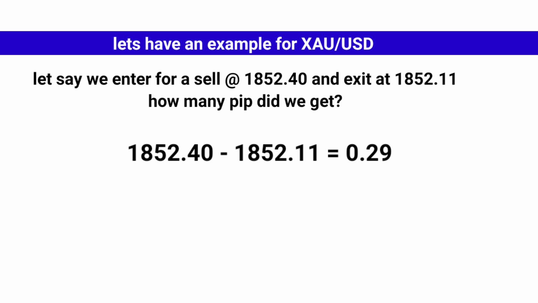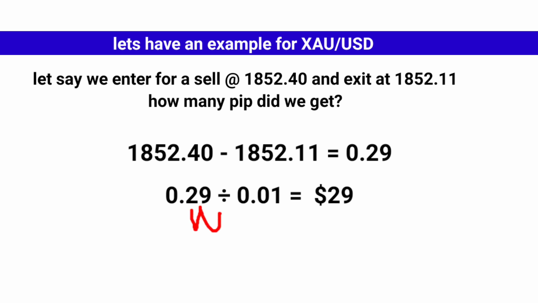The next thing you want to do is choose the method that best suits you. Either you divide by 0.01 or you move the decimal two places to the right for gold and yen pairs. When you do that, you have $29. You can see that here we are not using pips, now we're using dollars. Yes, the change in the value of stock, gold, and oil are measured in dollars and cents. That's why you see that we have $29 for this trade.